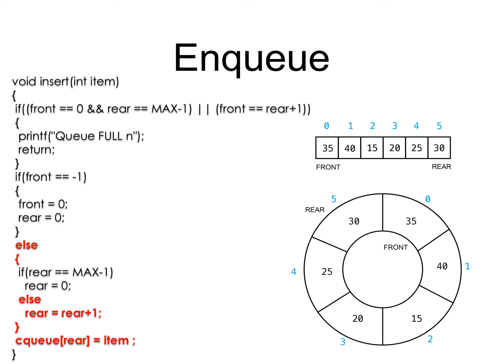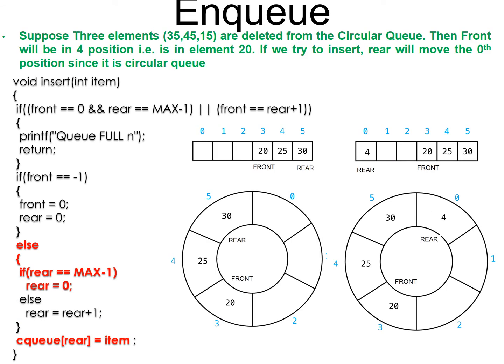Until then this code. Now we will have a question. When this rear is equal to max minus 1 condition will be checked, you will see in the next example. In the previous slide, all the elements have been occupied. Now what I am going to do here is delete 3 elements. So I have performed 3 dequeue operations on the circular queue.